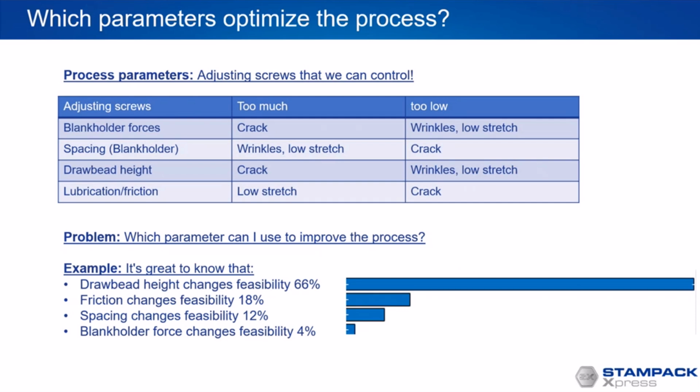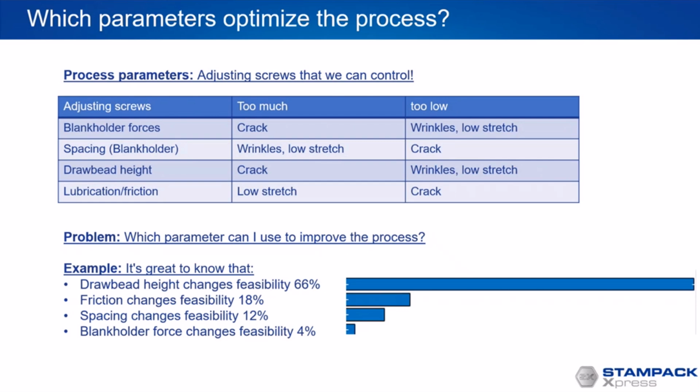If the draw bead height is too high, the part will crack. And if it's too low, then we will have wrinkles and low stretch. And we all know low stretch means an uncontrollable springback. Also for lubrication, it's quite easy to say: too much, then we have low stretch; too low, then we'll not have a good enough material flow, and we will have cracks. So qualitatively, it's very easy to say what happens.